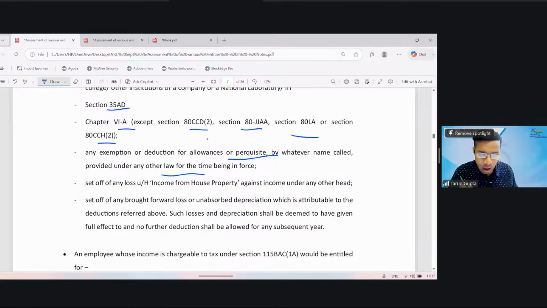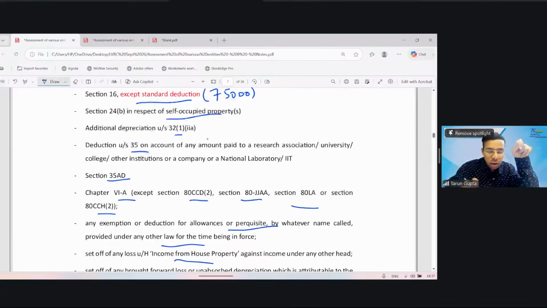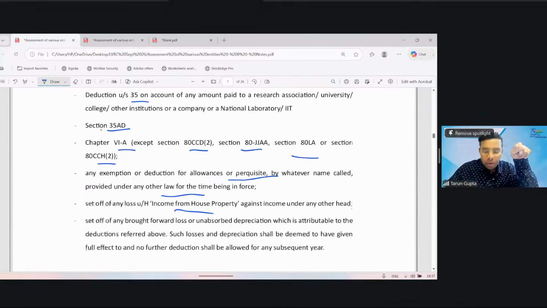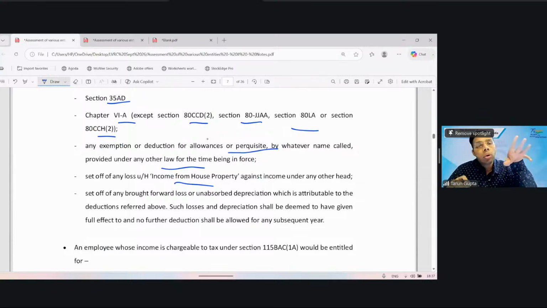Okay. Then if there's a loss under house property, see, loss under house property from the self-occupied property is not allowed, as said earlier. But if there's a loss under house property on account of a let out property, then such loss cannot be set off against any other income under any other head. Okay, it can be set off only against income under that house property. Any brought forward losses or unabsorbed depreciation pertaining to these deductions shall not be allowed to be set off or carried forward, and they shall be deemed to have been allowed. So they shall lapse. Okay.